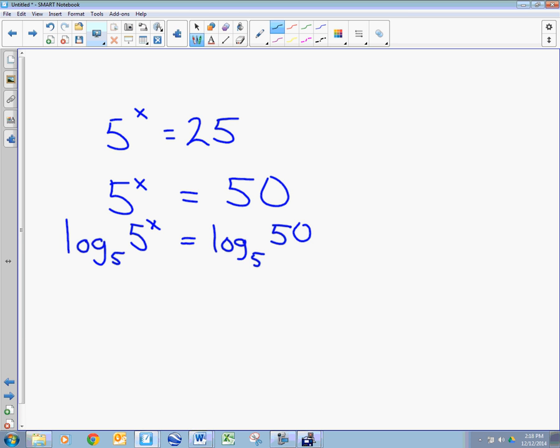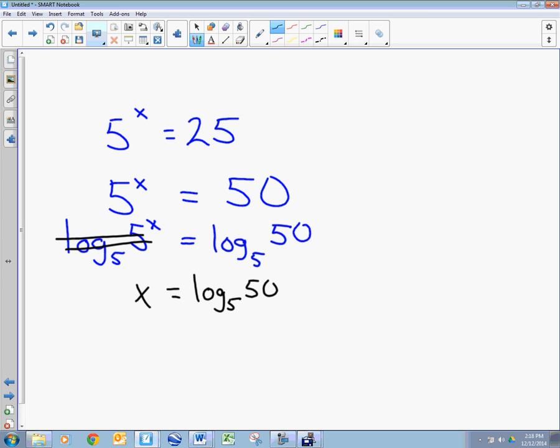Log base 5 and base 5 are inverses of each other. My question was 5 to what power gives me 50, so I want to solve for x, correct? These go away since they are inverses, leaving me with x. So I asked you 5 to what power is equal to 50? Whatever log base 5 of 50 is, that's the power. This is a number, and it's like 2.3 or something like that. But that is how we solve.